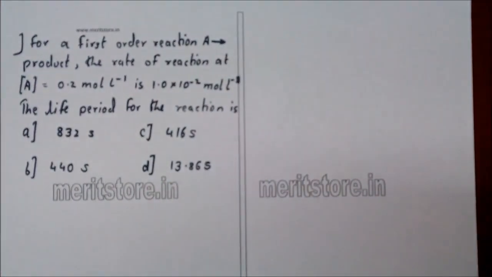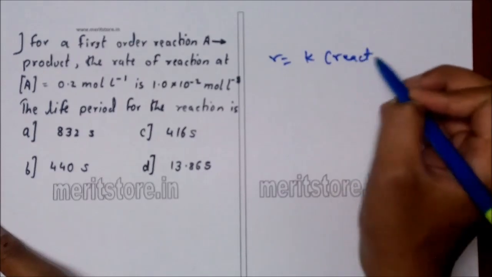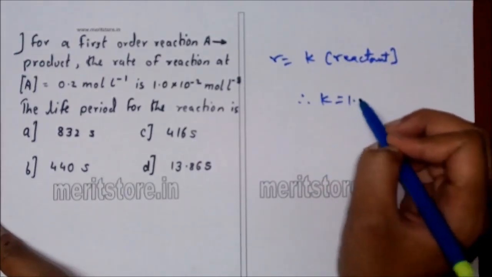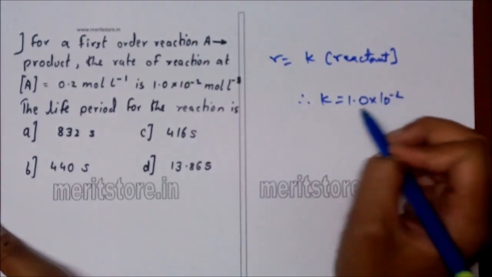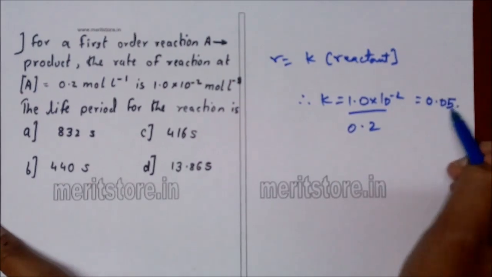For first order reaction, A will give product. The rate of the reaction at A equal to 0.2 mole per liter is 1 into 10 raised to minus 2 mole per liter. The half-life period of the reaction is, so R is equal to K into reactant. Therefore K is equal to 1.0 into 10 raised to minus 2 upon 0.2, which is equal to 0.05.